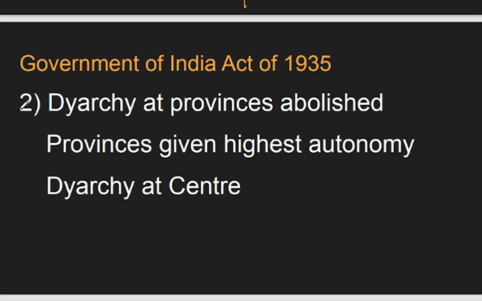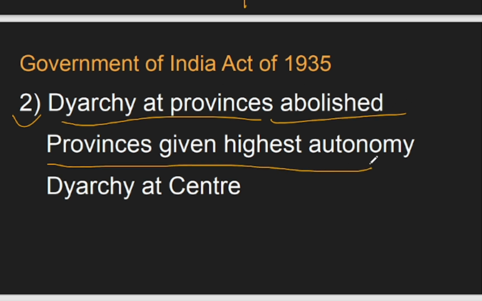Now, the second point of this 1935 Act says that diarchy at provinces was abolished, provinces were given highest autonomy, and diarchy at center came. So these are all different points in the second point only, since they are interrelated, right? First, diarchy at provinces was abolished. Second, provinces were given highest autonomy, and third, diarchy at center. So let's discuss all these 3 points in detail.